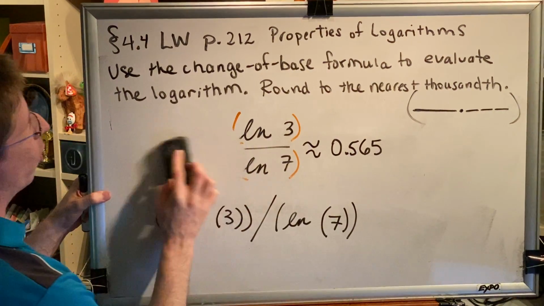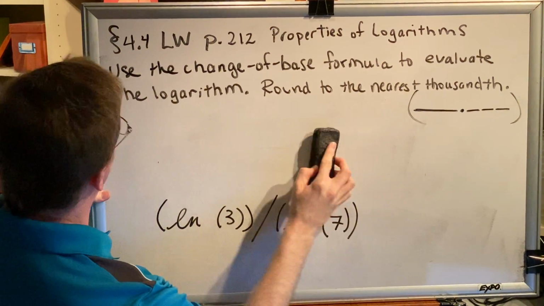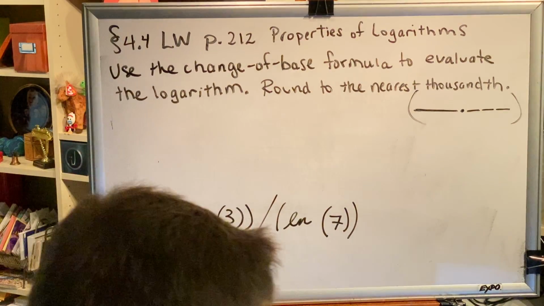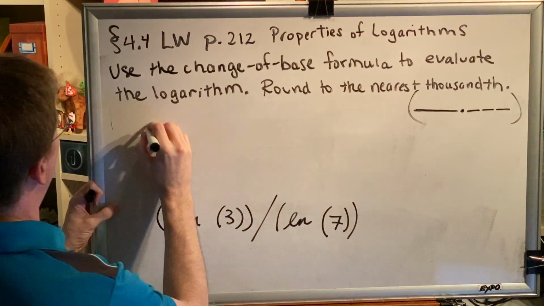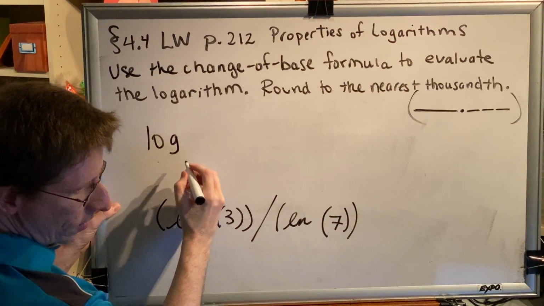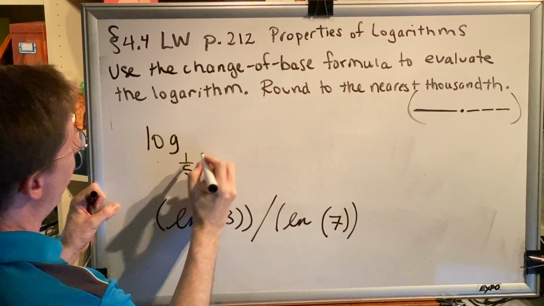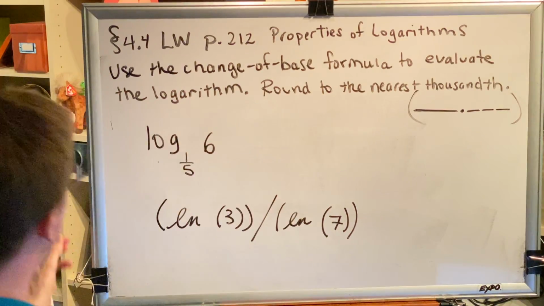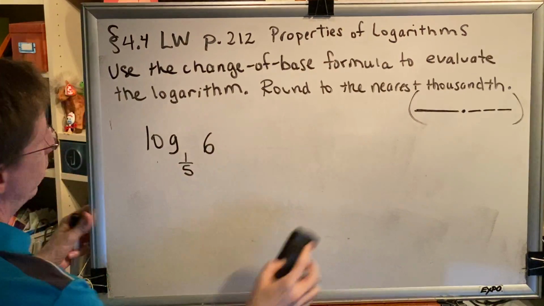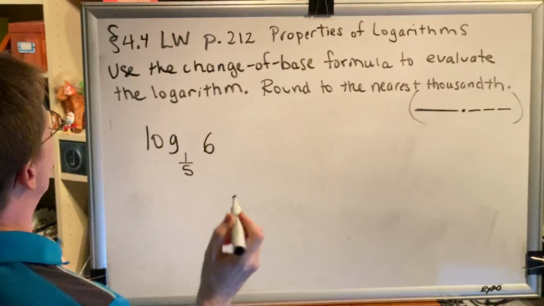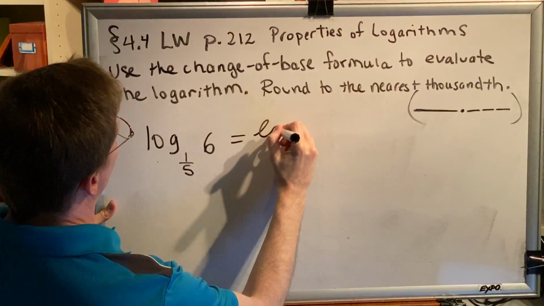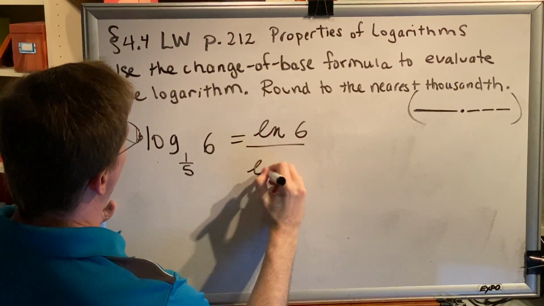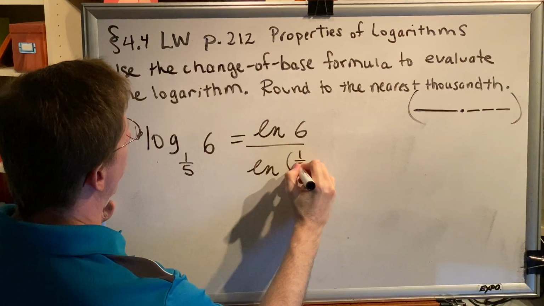Okay, great. One more left to go, and we can call not just this learning objective done, but the entire section done as well. Log base 1/5 of 6. Okay, great. So we need to pick a log base. Let's do e again. So this is going to be the natural log of 6 divided by the natural log of 1/5.